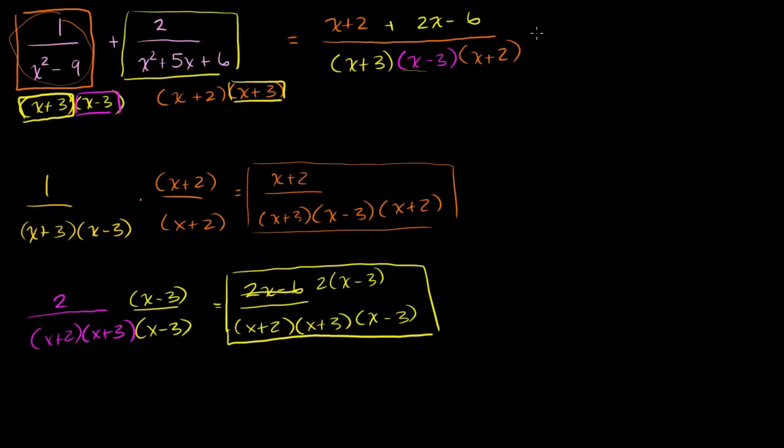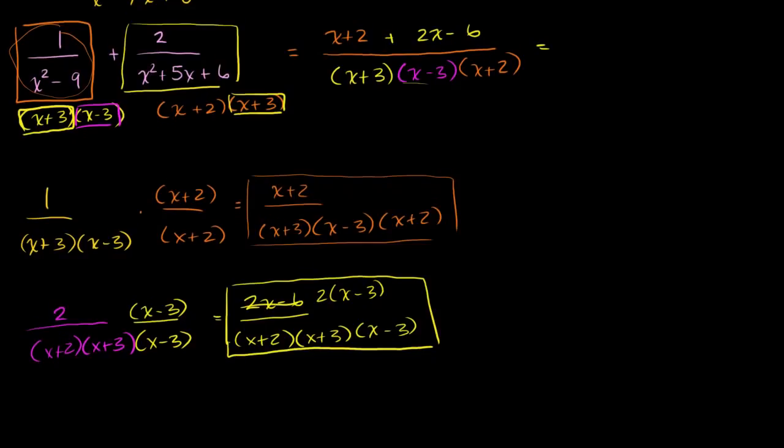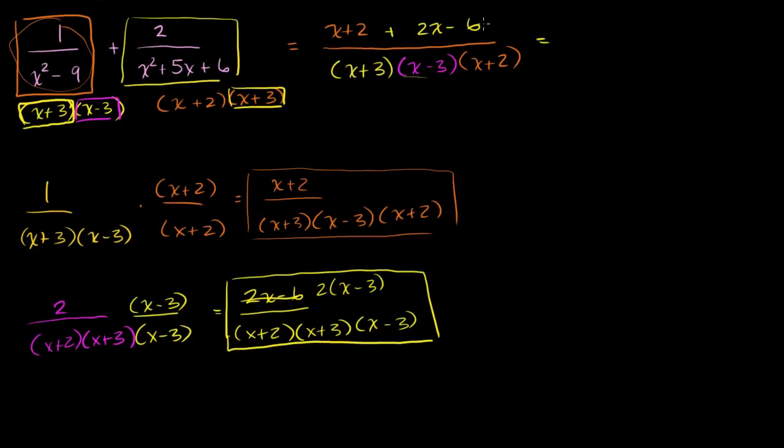And so this will be equal to x plus 2x is 3x, 2 minus 6 is negative 4, all of that over this thing. We can either keep it multiplied out or factored out, or we could multiply it if you like. But I'll take some time to multiply it. So I'll just say x plus 3 times x minus 3 times x plus 2. And we are done.